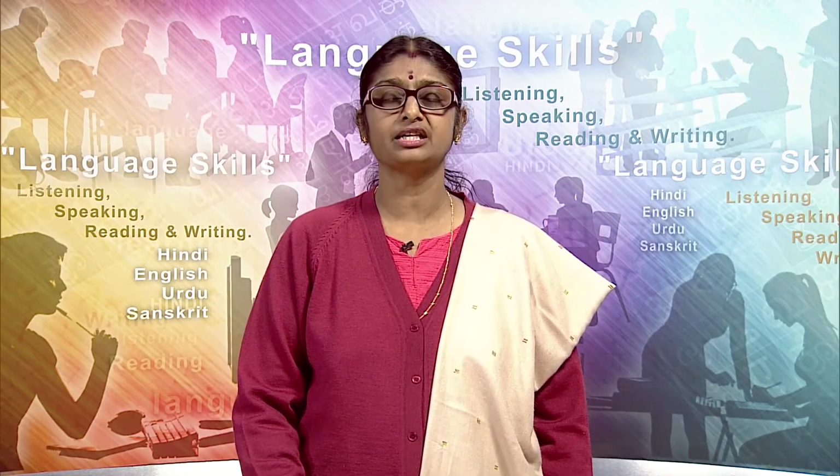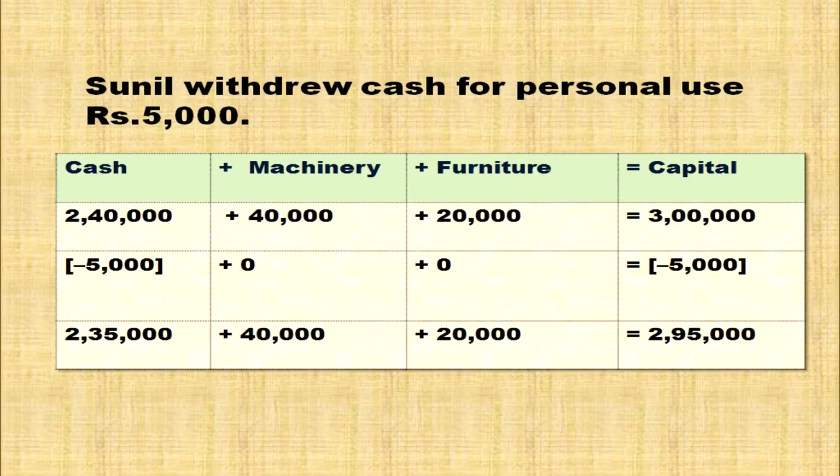Here is another transaction. Sunil withdrew cash for personal use, rupees 5,000. Earlier accounting equation was 2,40,000 cash, machinery 40,000, furniture 20,000 and capital of 3 lakh. When cash is withdrawn for personal use, that is drawings. So, cash of 5,000 is going from the business. So, that is from the capital it is going. So in the cash column, you have to deduct minus 5,000 because cash of 5,000 is going. In the capital, it is in the form of drawings from the business. For personal use, this money is going. So minus 5,000 in the capital column.